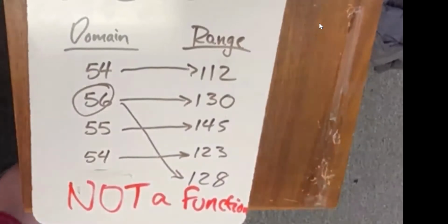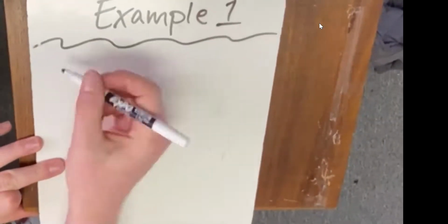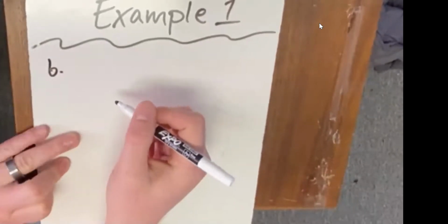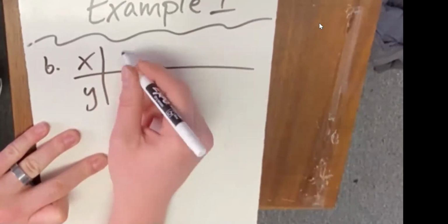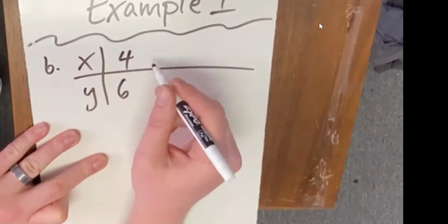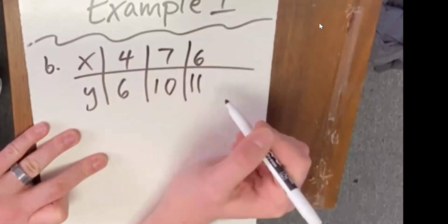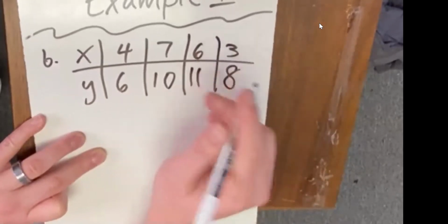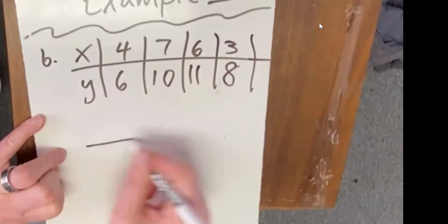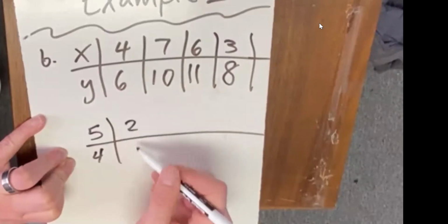So what about letter B? I'm going to write that one down real quick. Example 1, letter B. I'm going to write it how they have it, in an XY table. We have 4 and 6, 7 and 10, 6 and 11, 3 and 8, and let me continue it down here, 5 and 4, and 2 and 9.